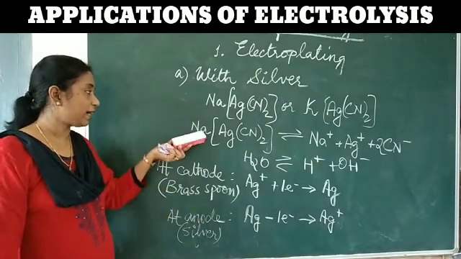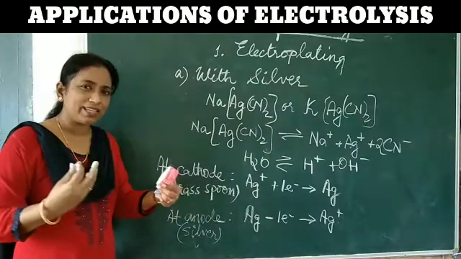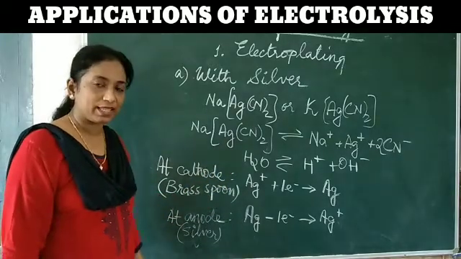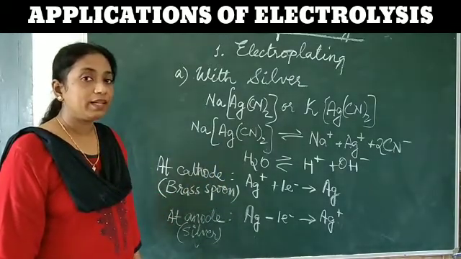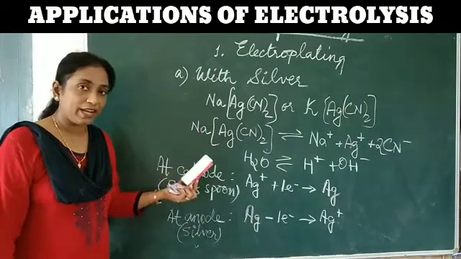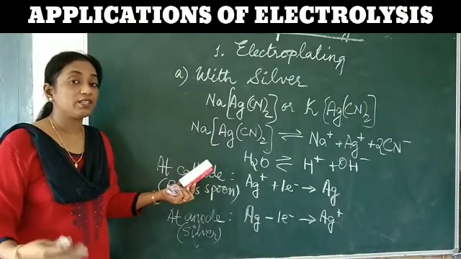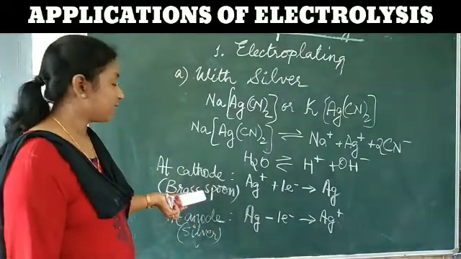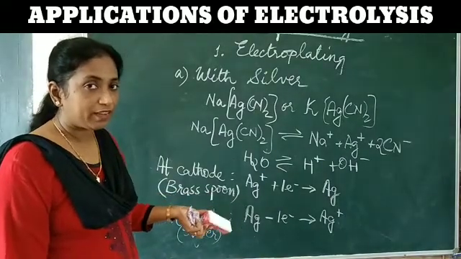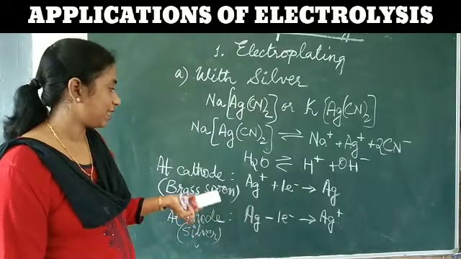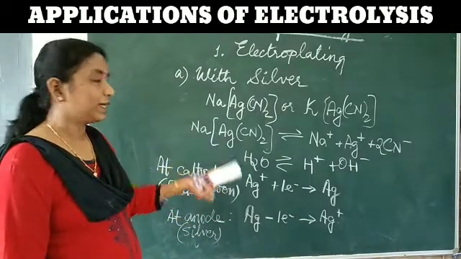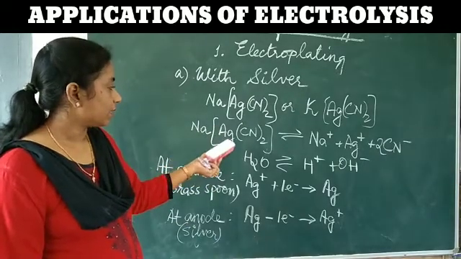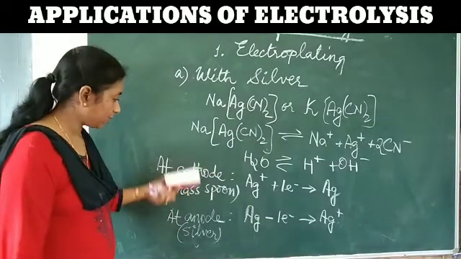Why, instead of sodium argentocyanide, can't I easily take a very simple salt like silver nitrate? Why take a complex salt like this? Because if you take silver nitrate, the ionization is very fast. Very fast deposition will take place and it will not be even. Uniform deposition will not take place, and that is why we don't take silver nitrate, but instead we take sodium argentocyanide. Okay.